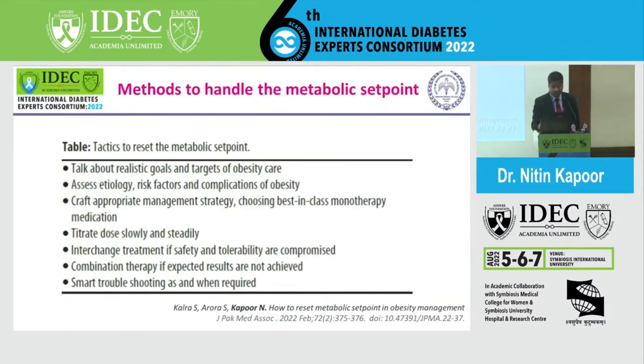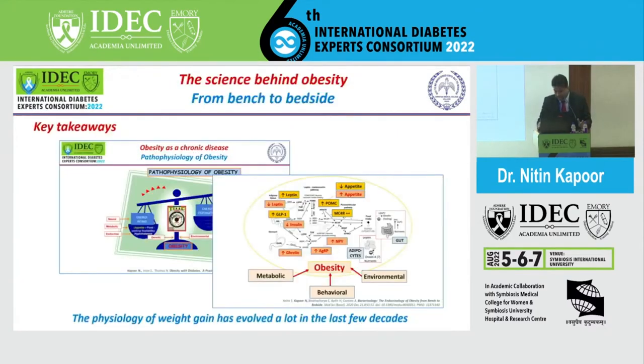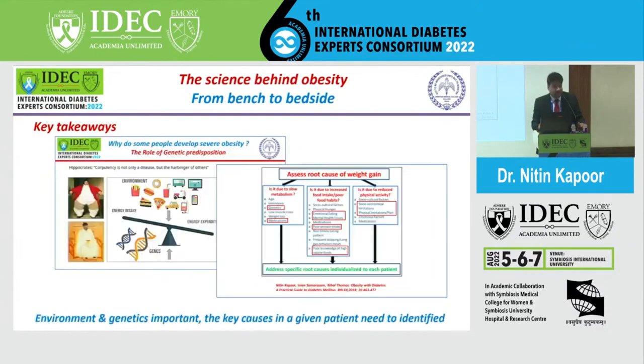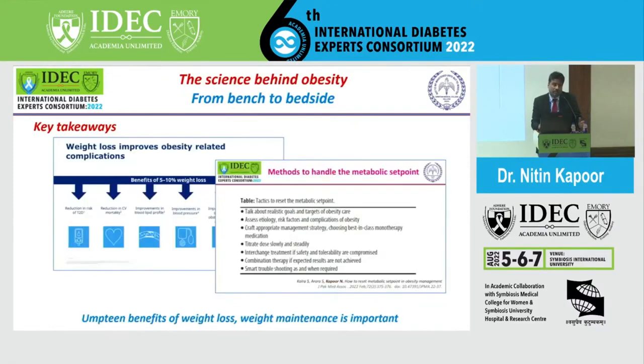So I think I'll stop here. The key takeaways from these slides are, behind the science of obesity, that it's not a simple equation of energy intake and expenditure. Today, we understand obesity as a disease, wherein there are changes in the neurochemical markers in the hypothalamus that regulate our appetite and weight gain. There is an environmental component, but an increasingly recognized genetic component as well. And weight loss has its benefits, but it's even more important to prevent weight regain.